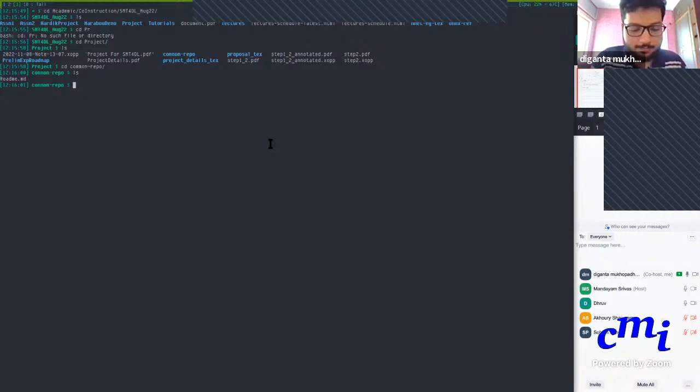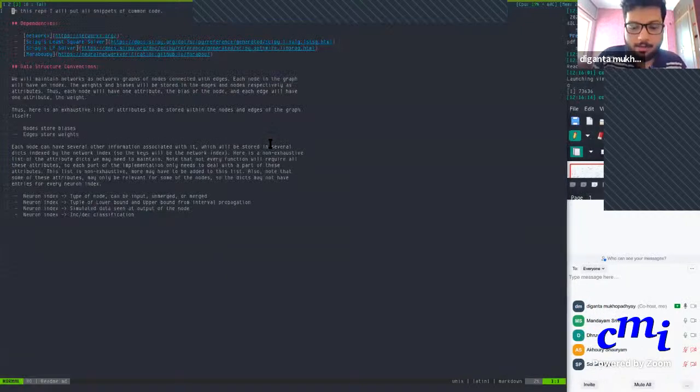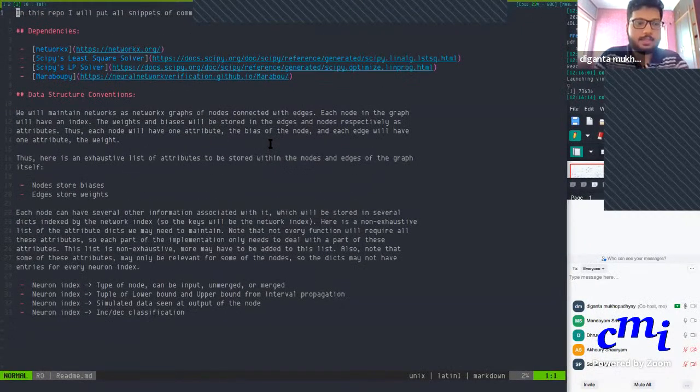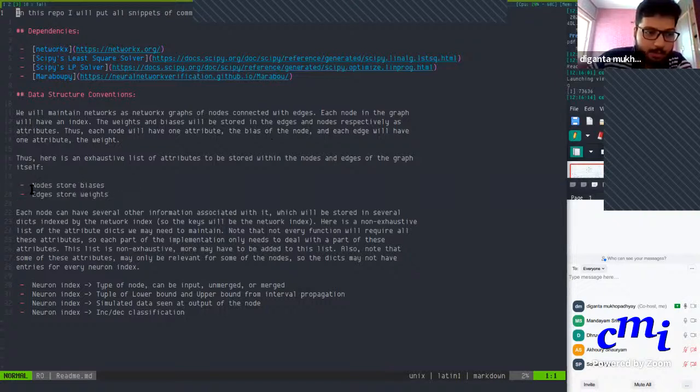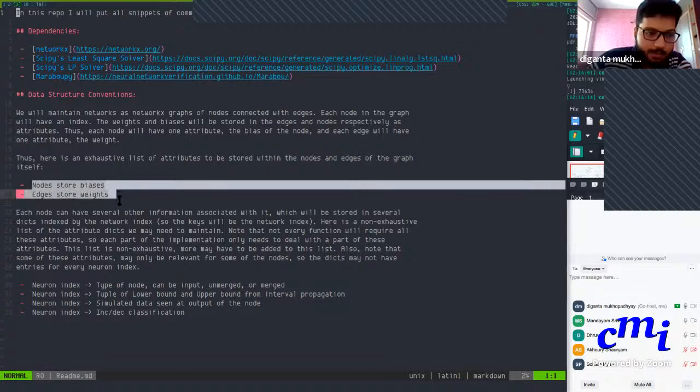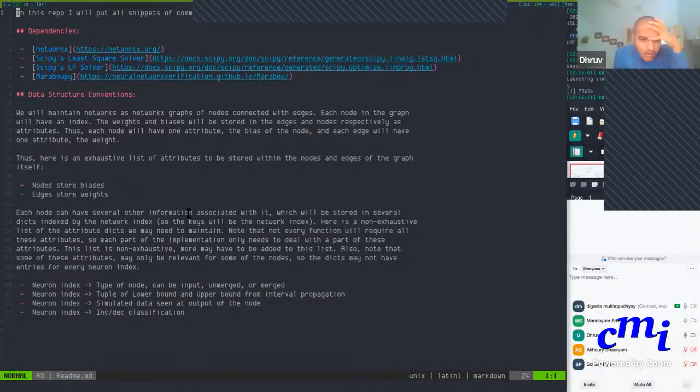But yeah, all of you have access to this. So this is the idea, right? This much you already have. You already have a NetworkX model where nodes stored the biases and edges stored the weights, right? Yeah.